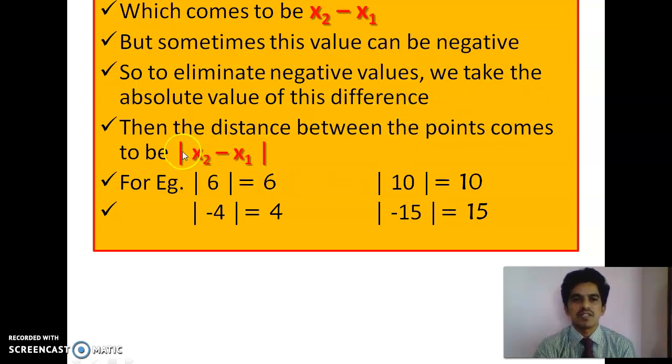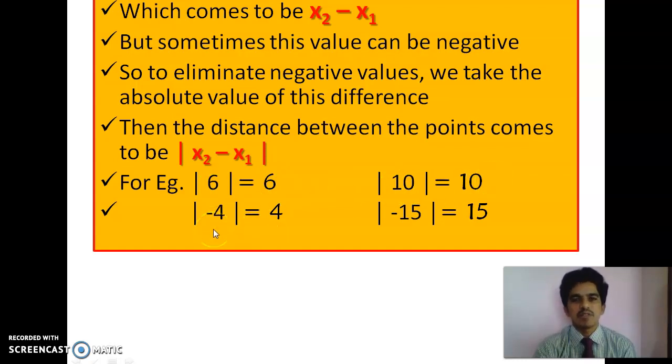So this absolute value is written as this, and we sometimes read it as modulus. So this is the absolute value of x2 minus x1. For your understanding, I have given you a few examples of these absolute values. The absolute value of 6 is 6. The absolute value of 10 is 10, because 6 is 6 units away from 0, and 10 is 10 units away from 0.